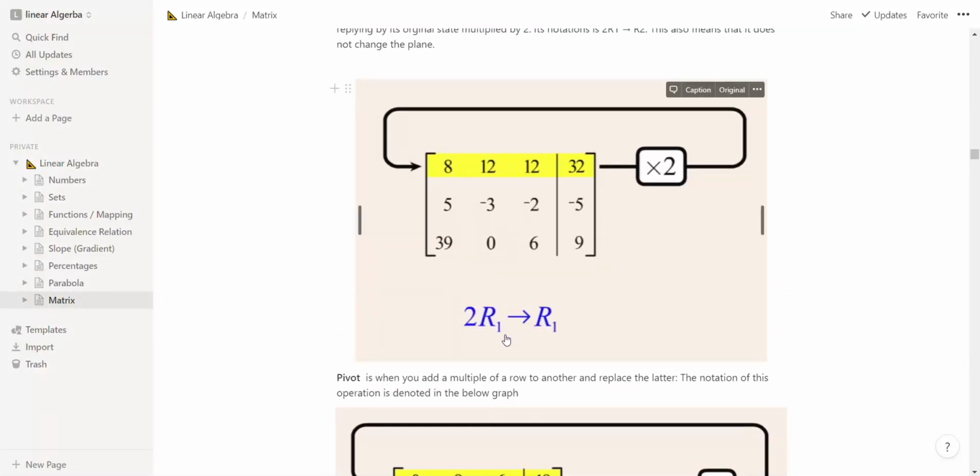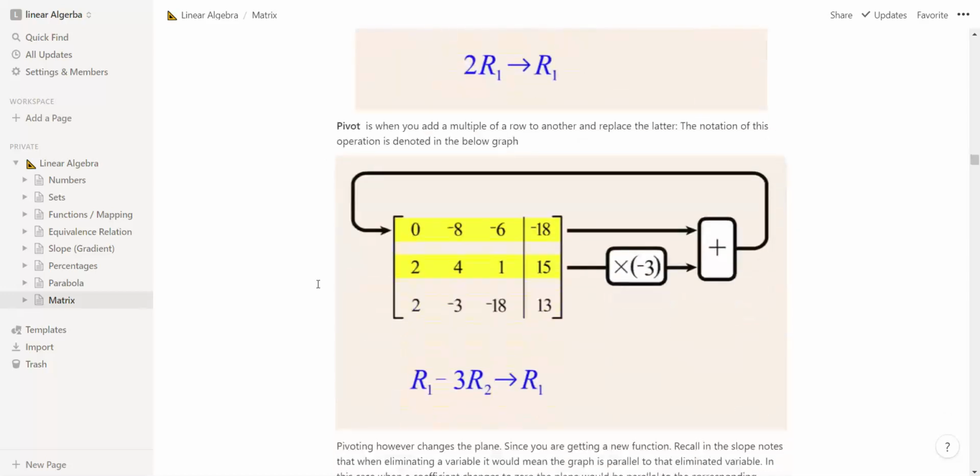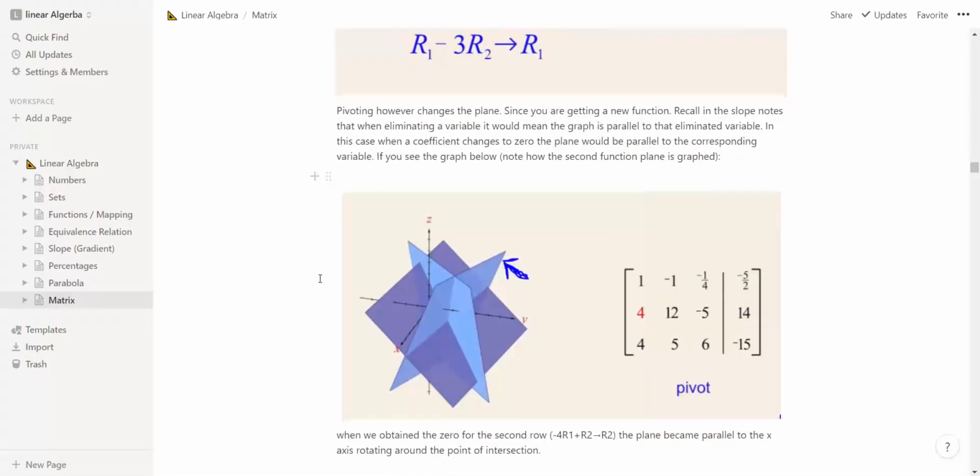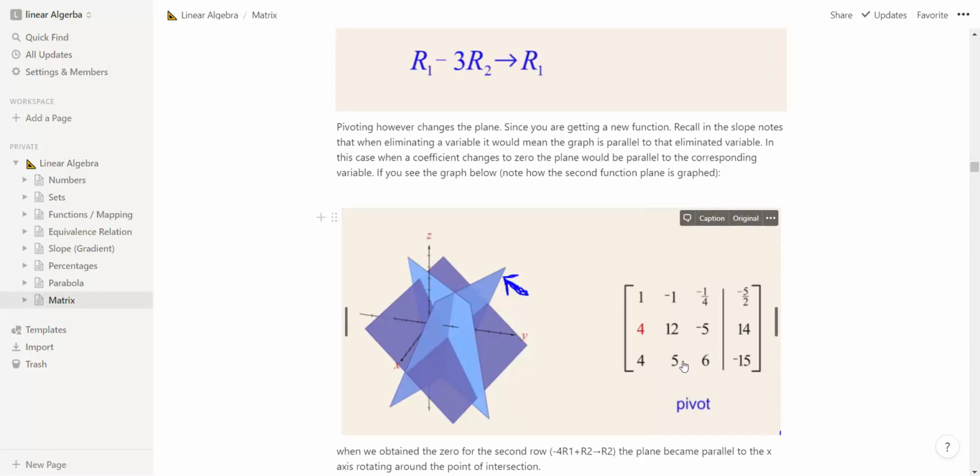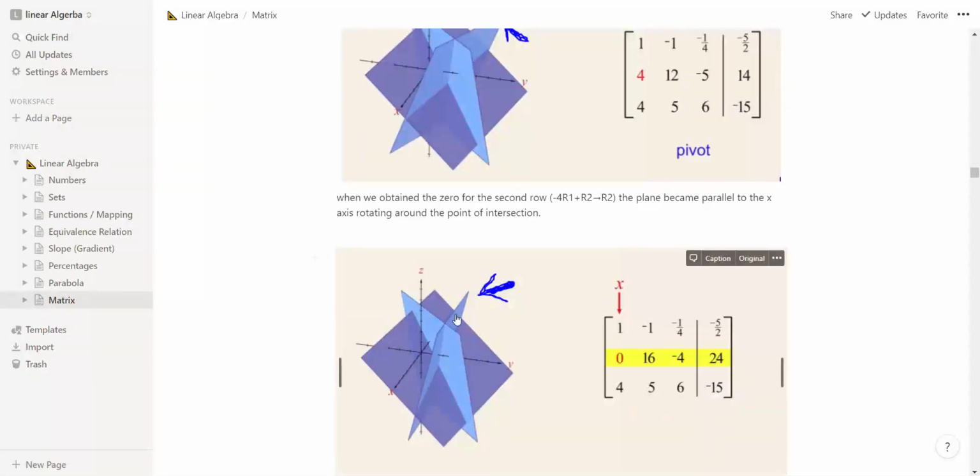Multiplying by a scalar, we've seen that too. When you have a scalar, you multiply it by each and every element within the matrix. And when you do the multiplication, what happens to the graph is that you actually start to change the graph. This is the leading one, so that's fine, we can leave it as it is. But then this one has to be a 0, so this has to rotate around its own axis to become parallel to the x-axis. And yes, this is how it happened.